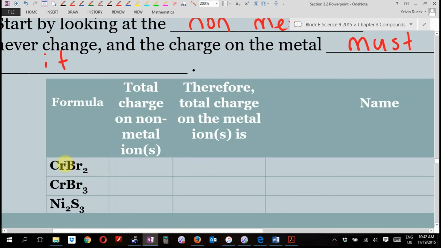CrBr2. What is Cr? Chromium. Go look at it on your periodic table. What element number is it? 24. Is it multivalent? Is there more than one ion charge? No! Okay, I know there's going to be Roman numerals in my formula, in my name. Here's the question: which Roman numeral?